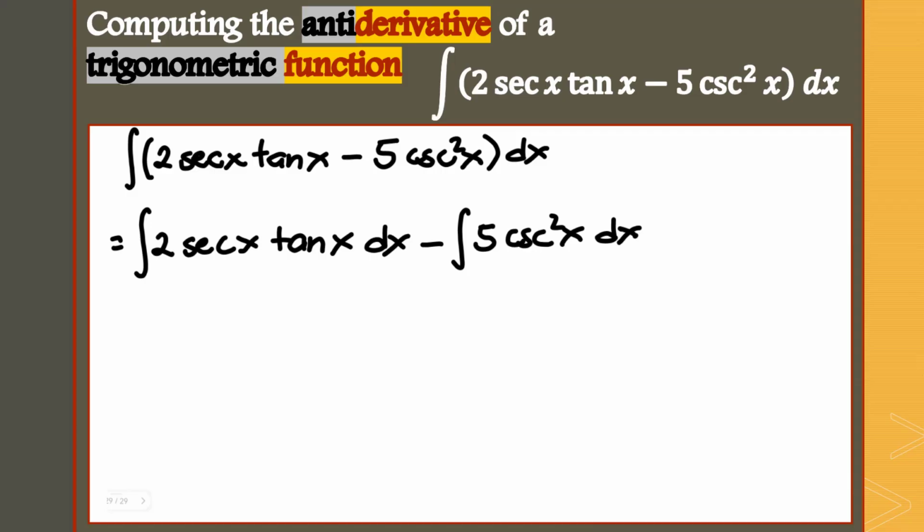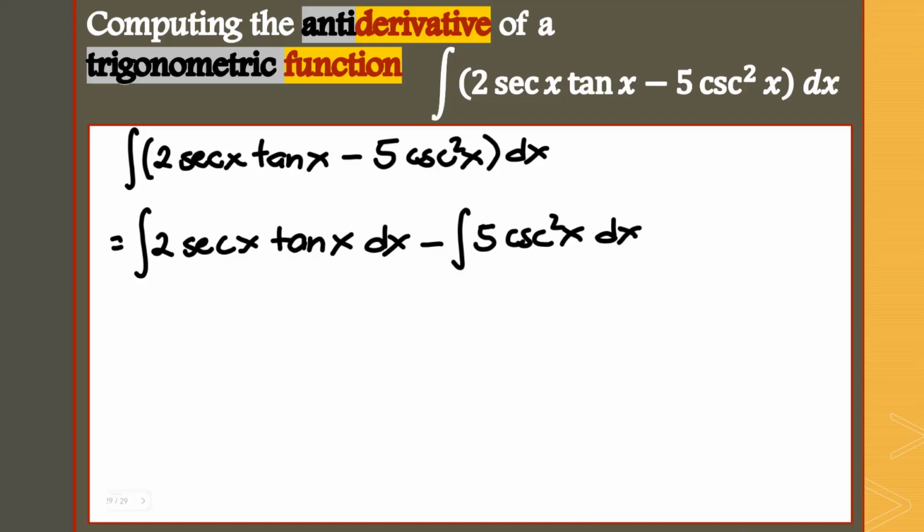Now this would involve review on the correct forms for the basic antidifferentiation rules for trigonometric functions. Specifically, if we have situations where we have here secant x and tangent x as a combination of both of them, let's not separate them, we have a specific result for that. The same is true with cosecant squared x.